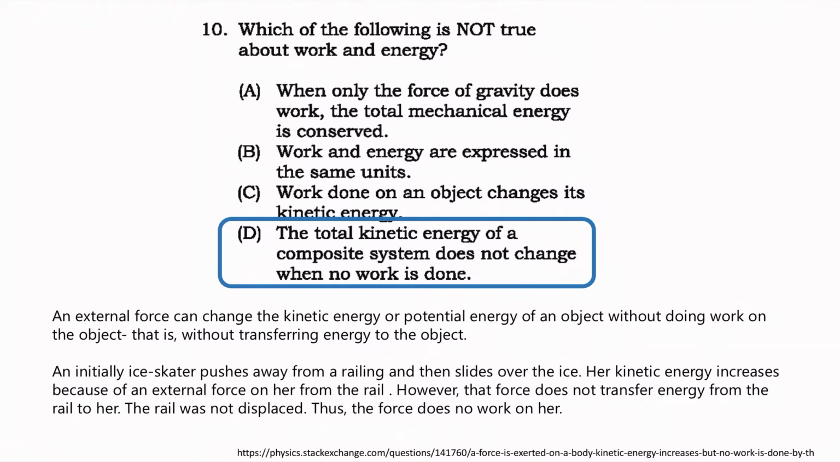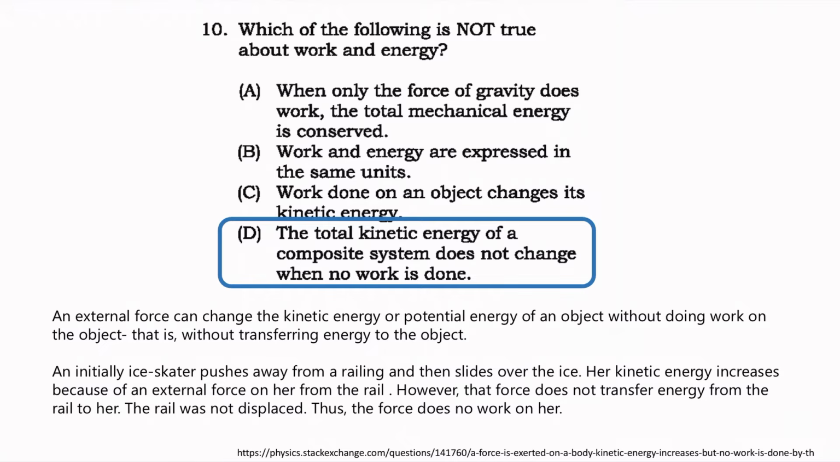An external force can change the kinetic energy or potential energy of an object without doing work on the object. So, pwede daw yun mangyari. That is, without transferring energy to the object. So, for example, an initially ice skater pushes away from a railing and then slides over the ice. Her kinetic energy increases because of an external force on her from the rail. However, the force does not transfer energy from the rail to her. The rail was not displaced. Thus, the force does no work on her.